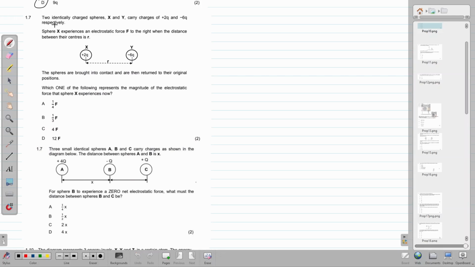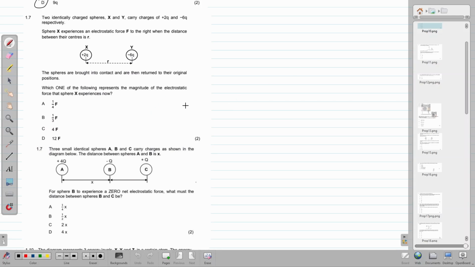We have two identically charged spheres, X and Y, carrying charges plus 2q and minus 6q respectively. Sphere X experiences an electrostatic force F to the right when the distance between their centers is r. Then the spheres are brought into contact and are returned to their original positions. Which one of the following represents the magnitude of the electrostatic force that sphere X experiences now? So let's respond to this.